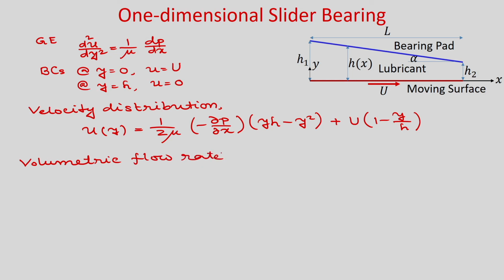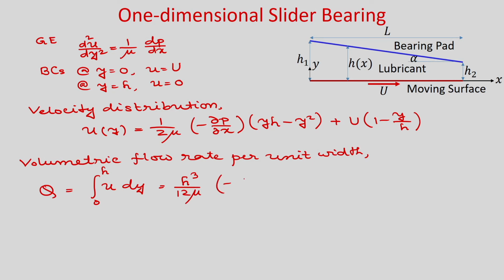And this, let us calculate per unit width, that means per unit b. So, b is the width, so per unit width we will calculate. So, this q now we can write as integral 0 to h u dy. So, per unit width we are calculating, so we are not writing b here. If you perform this integration invoking this velocity distribution, you will find this as h cube by 12 mu minus del p by del x plus u h by 2.